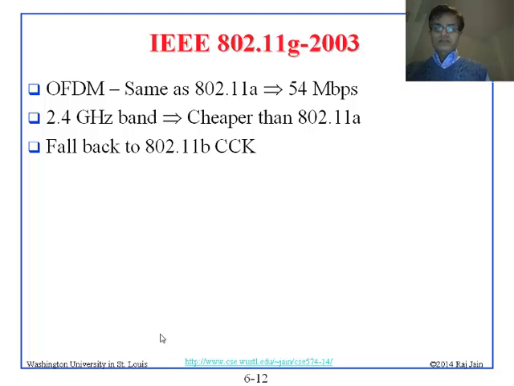Okay, so now we are back to G. So G came out. As soon as A came out, people realized that, oh, we made a mistake. We had the good technology but the wrong band. So they said, let's fix the band. And they fixed the band by just going to 2.4 and using everything else just like A.